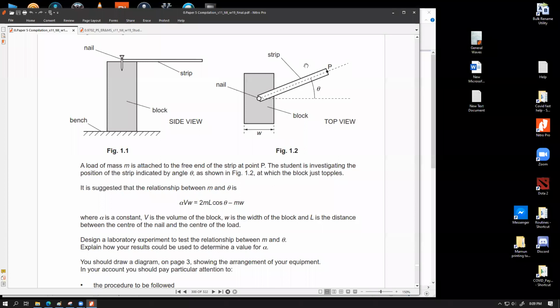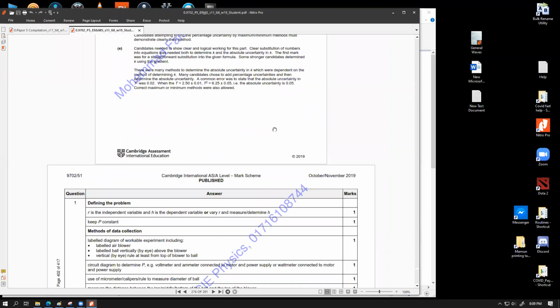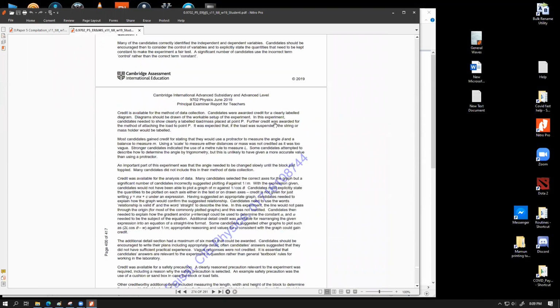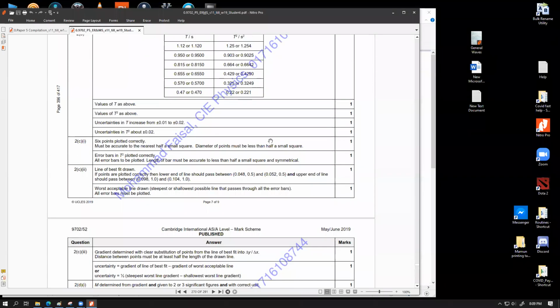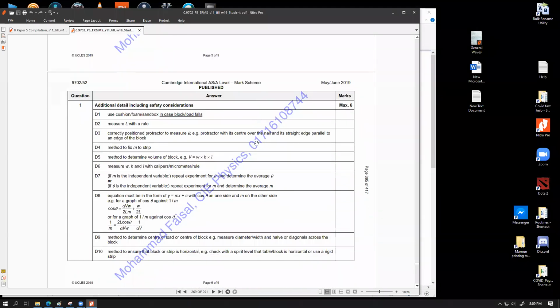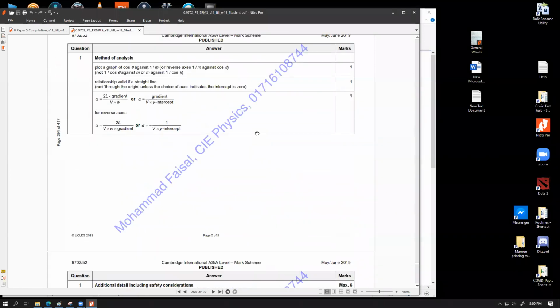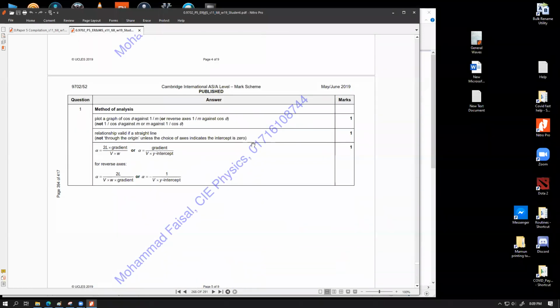Is that clear? Yes, sir. Let's see what the mark scheme has to offer us. This is May June 1952. Are we at that? Yes, June 1952. So this is the thing. Okay. So first of all, we have this.